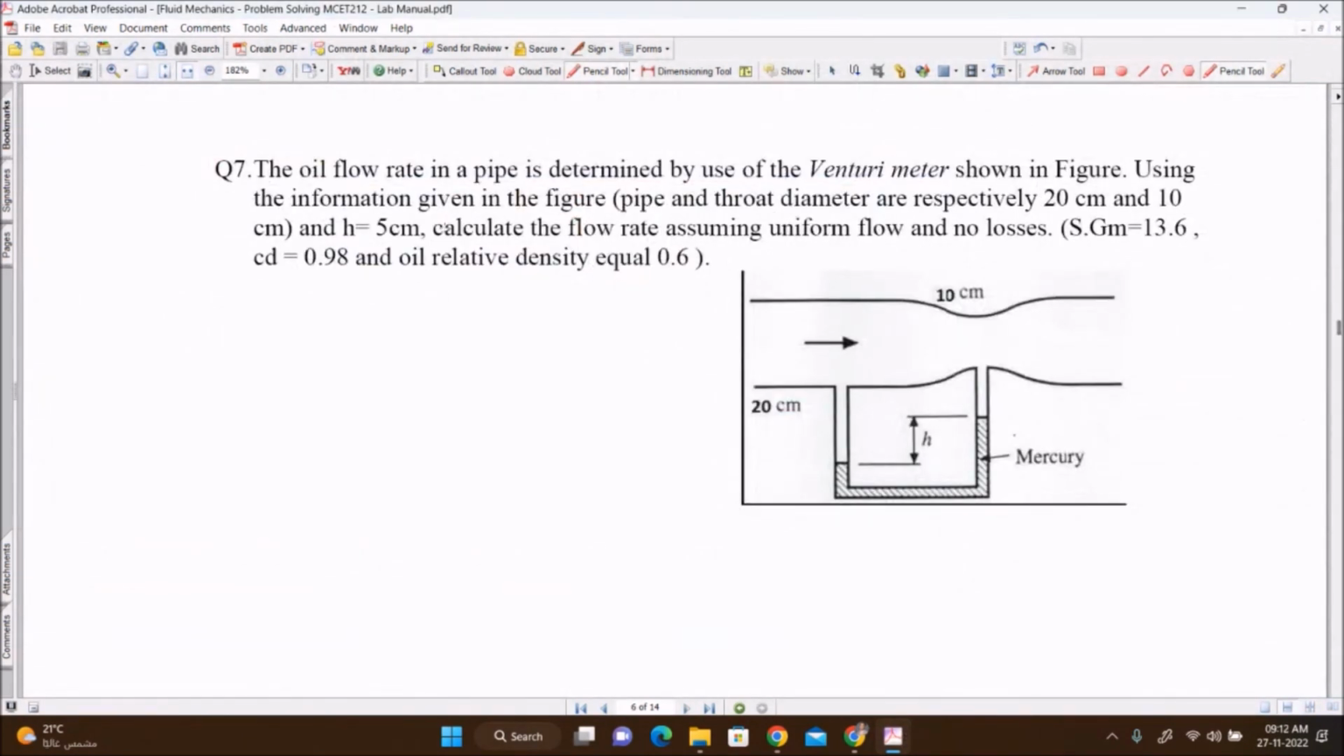The next problem: the oil flow rate in the pipe is determined by a Venturi meter. Before solving this problem, I will go a little theoretical. This question is very important: flow measurement. How is flow measurement done? This question is also asked in interviews: which are the flow measuring devices? Venturi meter. What is a Venturi meter? I will not go into detail.